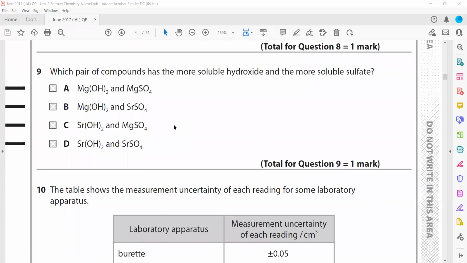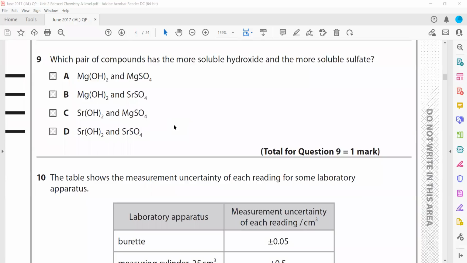In question 9, which pair of compounds are more soluble, hydroxide and more soluble sulfate, for group 2? So what is the trend? The solubility trend you have to learn: as we go down the group, the solubility of hydroxide increases and the solubility of sulfate decreases.